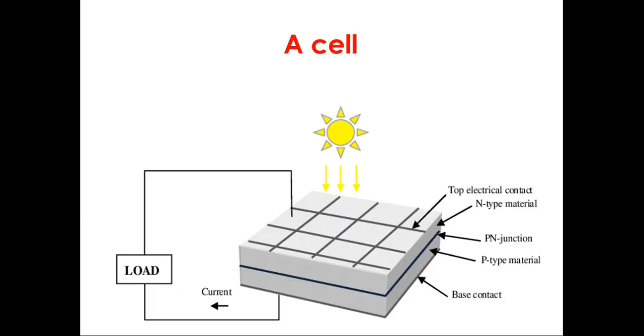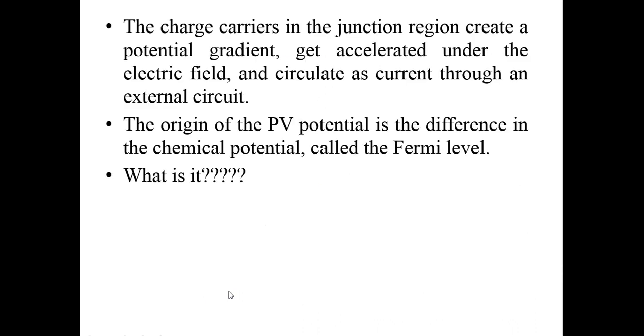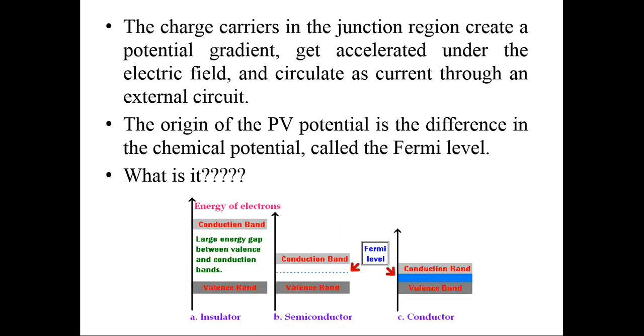So this is the typical structure of the cell. We have the top contact, then the n type material, then the PN junction, then the p type material, and then the base contact. When the light falls, we can deliver external DC current to the load. The charge carriers in the junction create the potential gradient and get accelerated under the electric field, and it circulates the current. So it is nothing but the equal Fermi level.